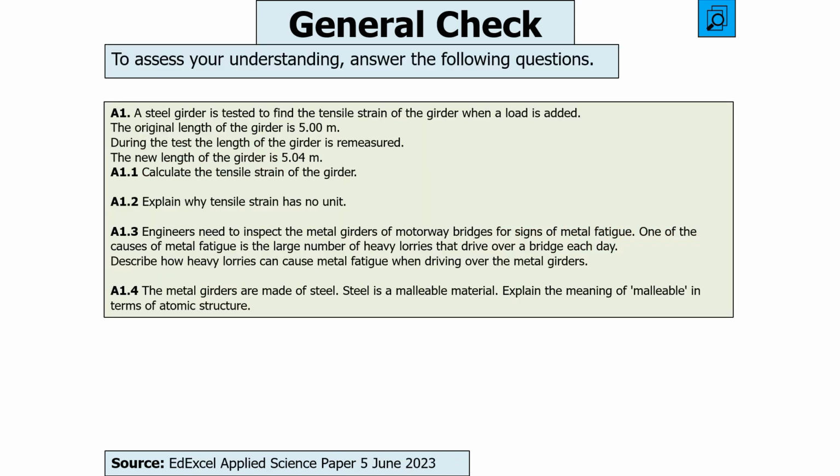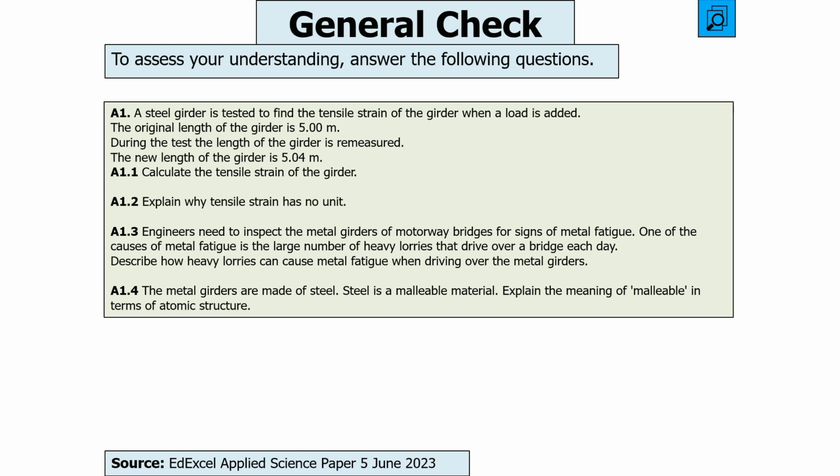The next question says, a steel girder is tested to find the tensile strain of a girder when a load is added. The original length of the girder is 5.00 meters. During the test, the length of the girder is remeasured. The new length of the girder is 5.04 meters. Calculate the tensile strain of the girder. Explain why tensile strain has no unit.